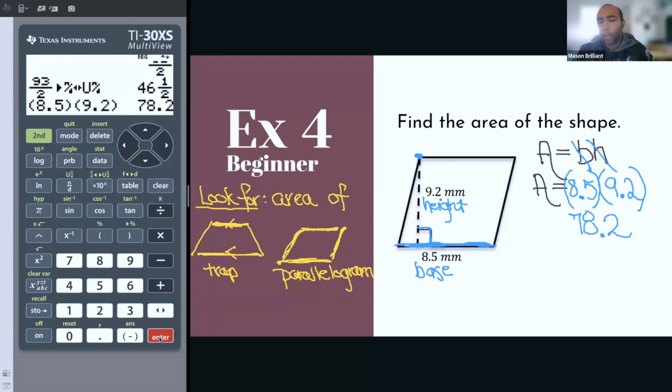Now what? Put down the area because we just solved it. Beautiful. So A is equal to 78.2. And what is my unit? Millimeters square. Beautiful. It's an area, so it's going to be measured in square units.